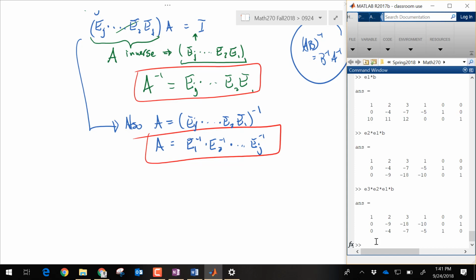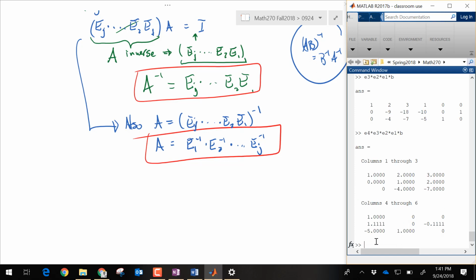So this is a row swap, I think, right? So it looks like we row swapped. Let's do one more. E4 times E3 times E2 times E1 times B. Oh, this one, I shrunk my screen, but yours should have, if you're on full screen, all 6 columns. But here, I split my columns.